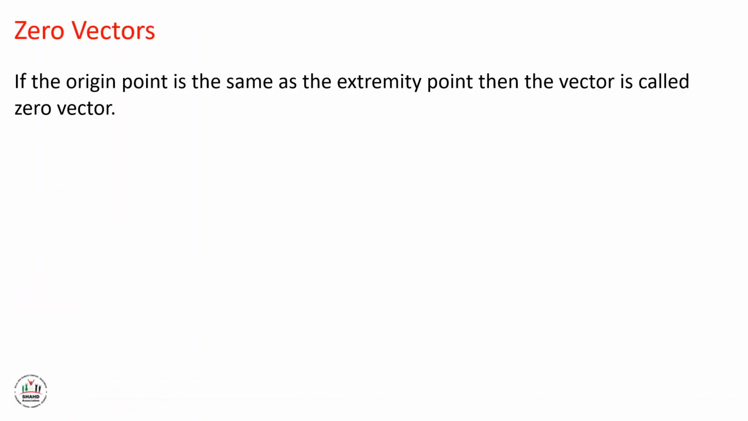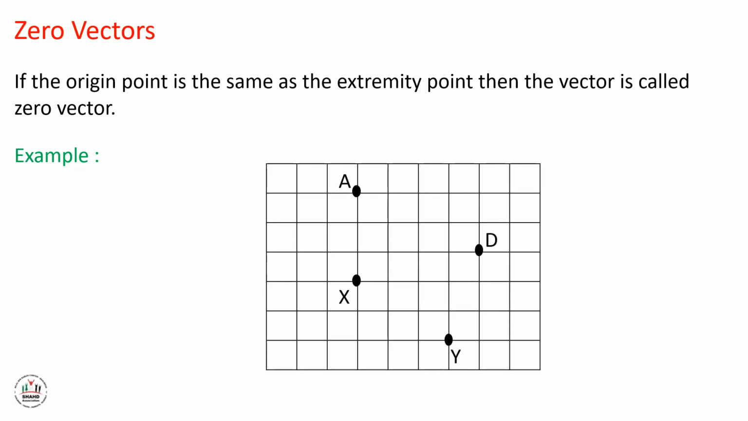Zero vectors. If the origin point is the same as the extremity point, then the vector is called zero vector. Of course, if the vector ends up at the point where it starts, then it has no magnitude, and that's why we call it zero vector. Let's see this example. AA, so the origin point is A and the extremity point is A, XX, DD, YY. They all represent zero vectors.